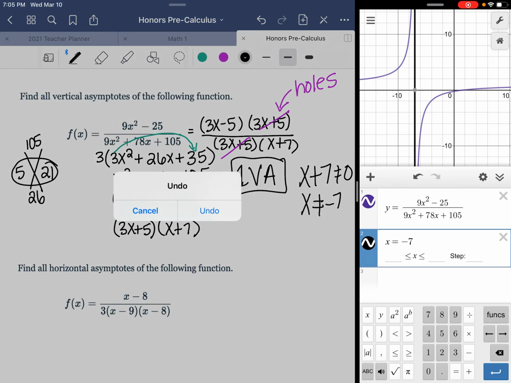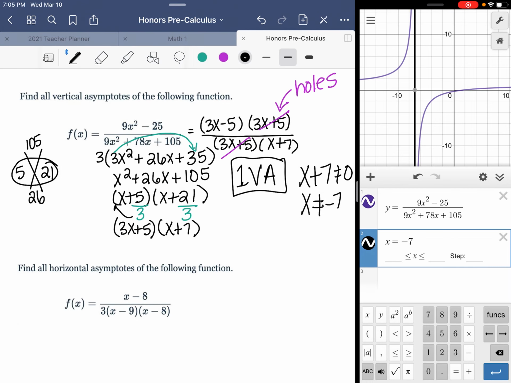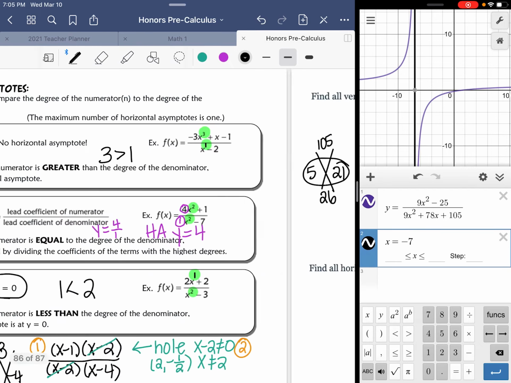Now, for the horizontal asymptote, remember we're going to do a comparison of our numerator and our denominator. Well, how is that going to work if I don't have my problem already multiplied out? You see down here, it's not multiplied out. You can multiply it out if you want to, or you can just count how many x's you have total. On the top, I have 1x. On the bottom, I have 2 x's. So how does 1 compare to 2? 1 is less than.